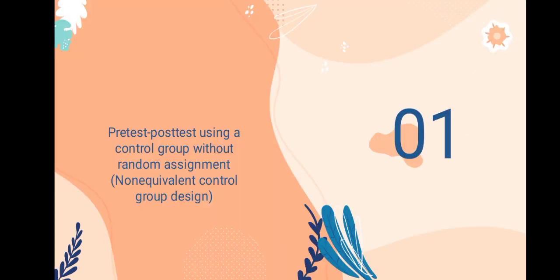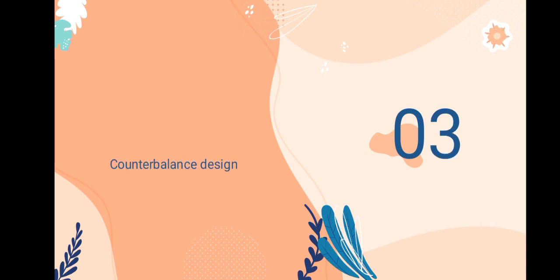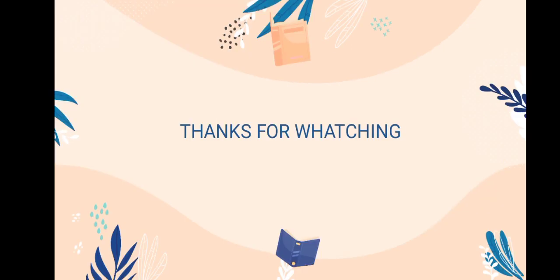Number 1, pre-test post-test using a control group without random assignment, the non-equivalent control group design. Number 2, time series design with control group. Number 3, counterbalanced design.